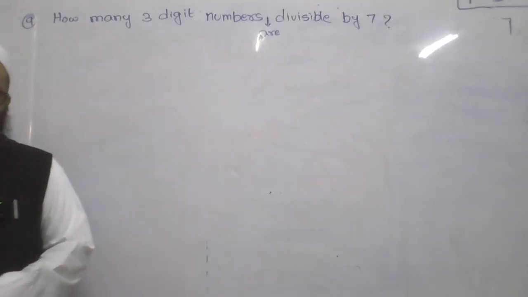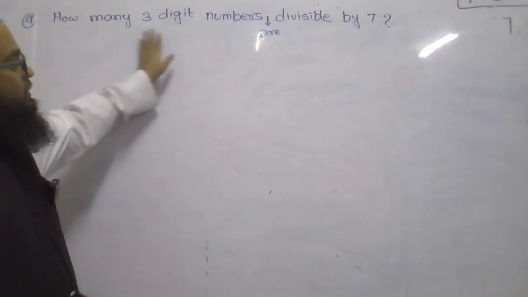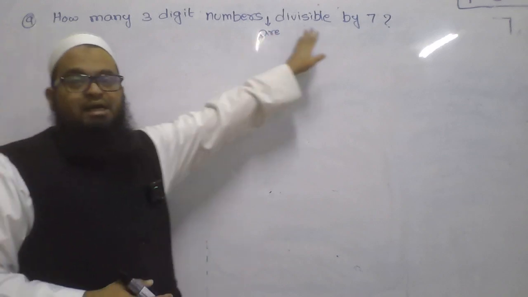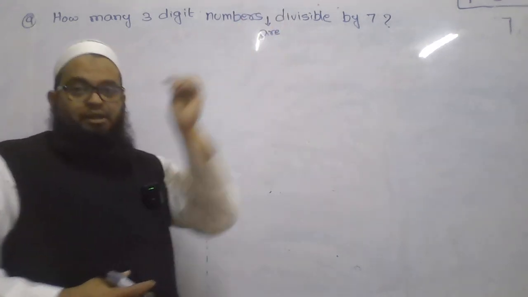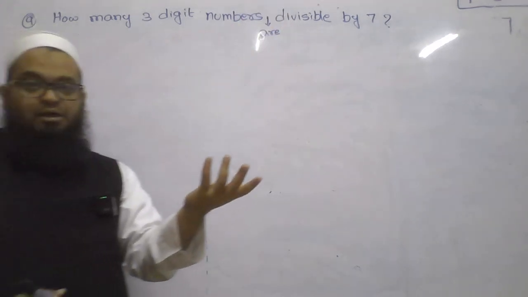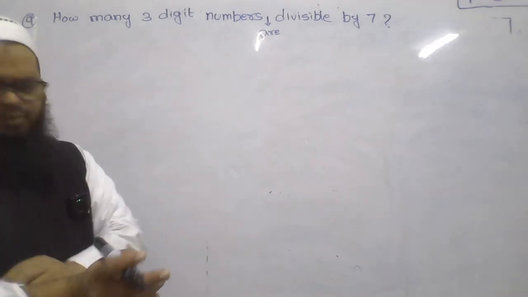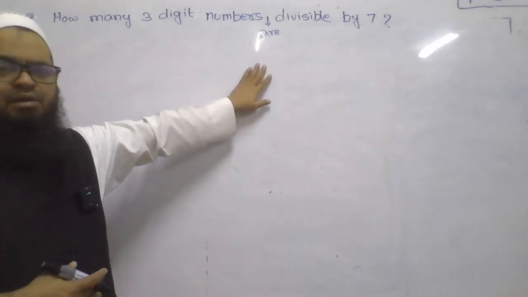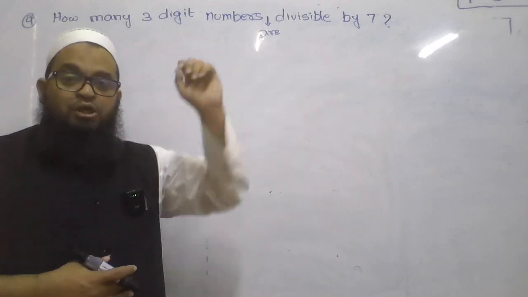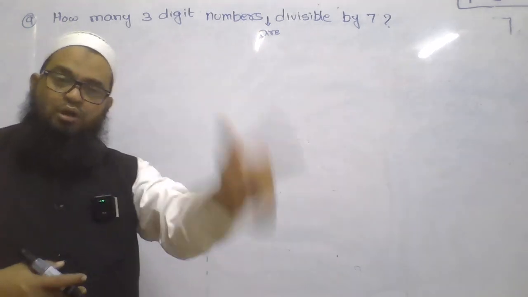So let us see the ninth problem. How many three-digit numbers are divisible by 7? Yeah, there is no first term, there is no nth term, there is no n, there is no common difference. How to find out? See, do not panic. How many three-digit numbers are divisible by 7? You start from what is given and what to find.